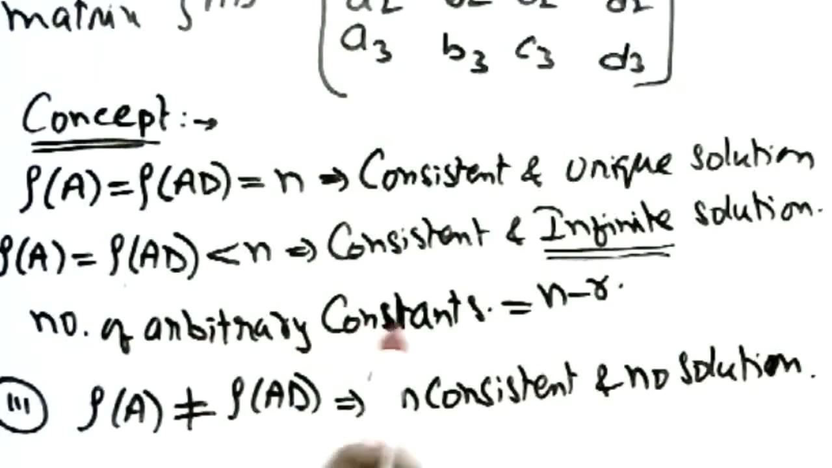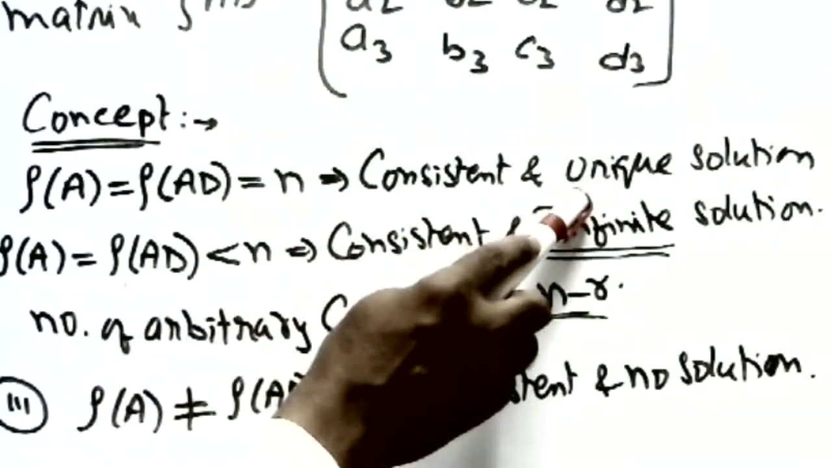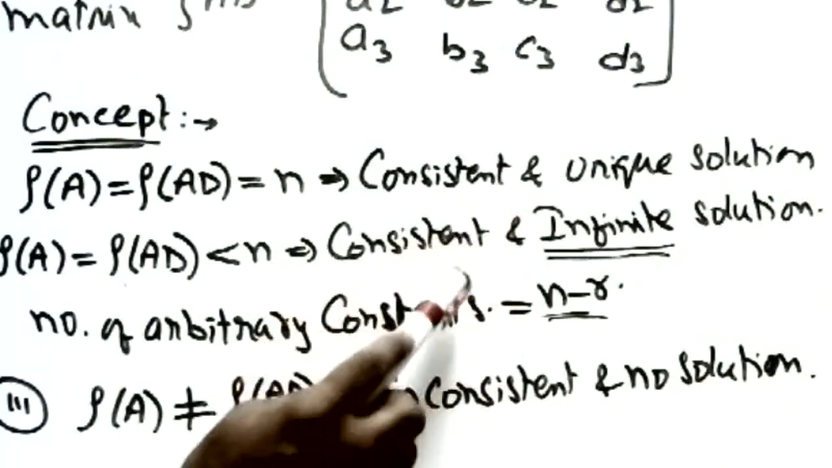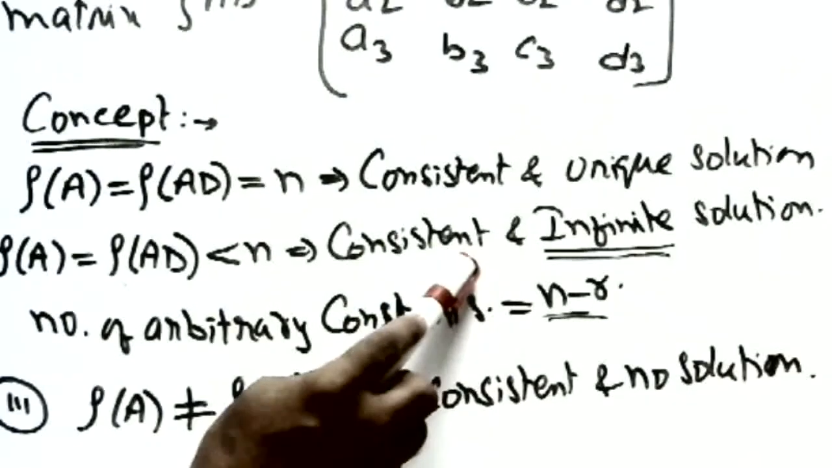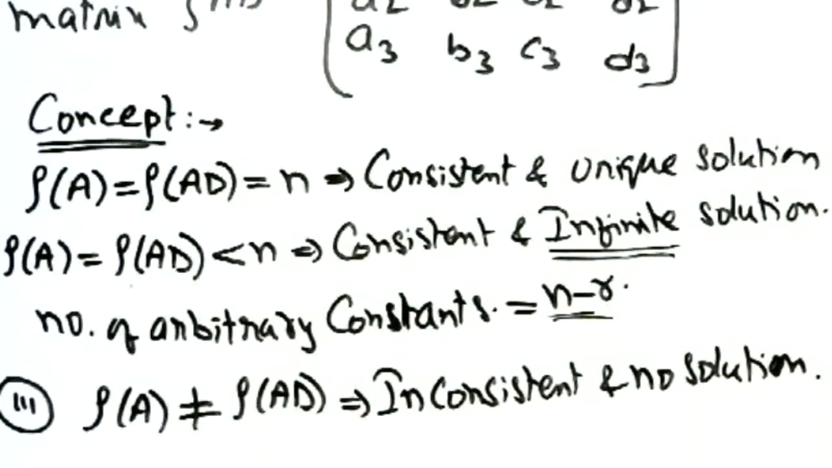Just understand this formula: the number of arbitrary constants will be n minus r. We will see this later, when we solve the questions, and I will explain it then. Lastly, if the rank of A is not equal to the rank of AD, then we say the system of equations is inconsistent. Inconsistent means there are no solutions. Consistent with a unique solution means x, y, z will have only one solution. Infinite solutions means we get many solutions for x, y, z. No solution means inconsistent.